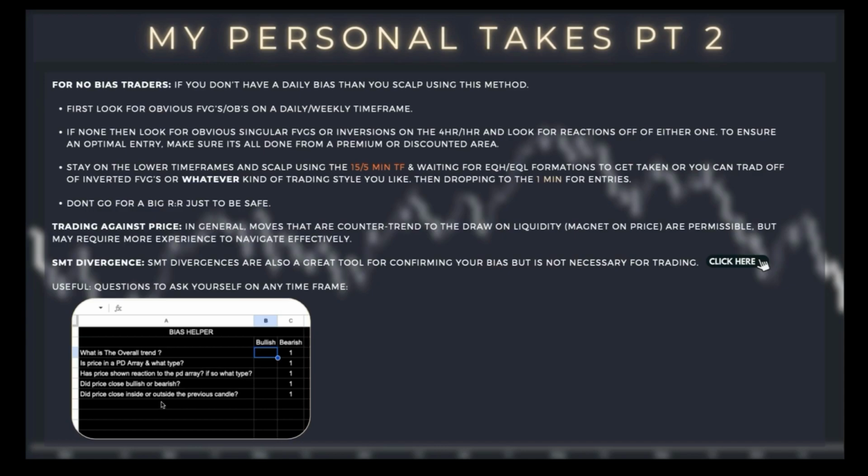Did price close inside or outside of the previous candle? So all you have to do is look at the candle and say, hey, this candle closed bullish, but it closed inside of a bearish candle, right? And you can put this on the spreadsheet and add points to it. For bullish, you add 1, or for bearish, you add 1. And then afterwards, you can add them up and say, okay, overall, everything's pointing towards bearish. So that means that I should have a bearish sentiment for the next day. It's that easy.